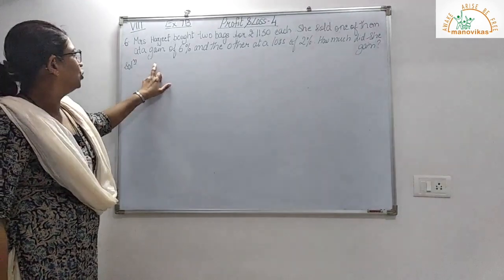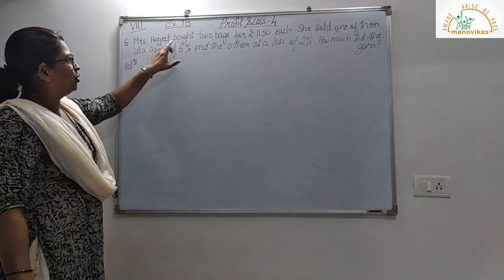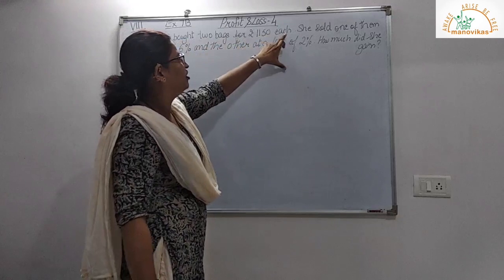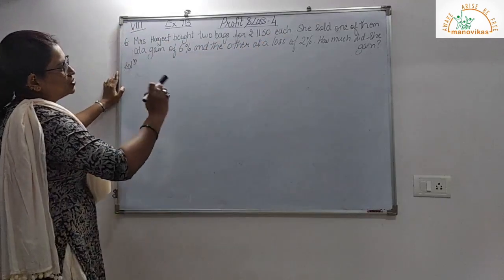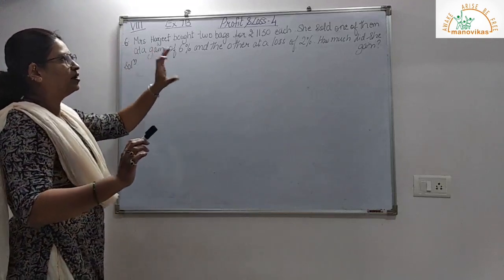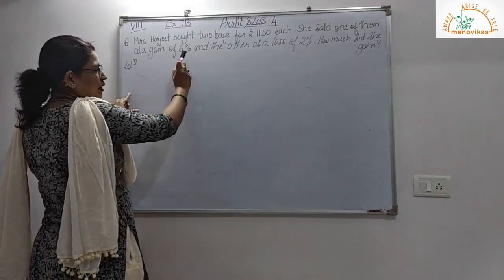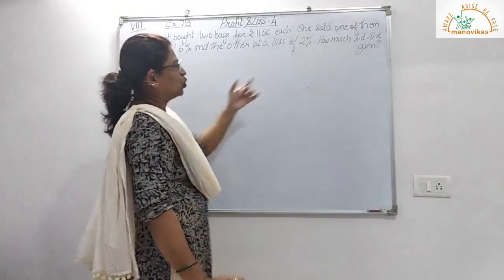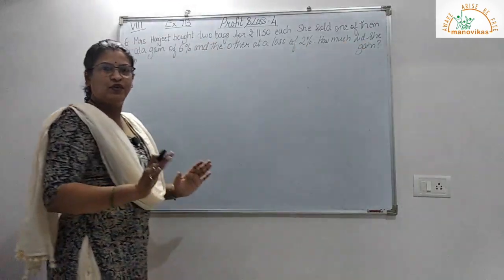Okay, so we move on to the sixth sum over here. Mrs. Harjit bought 2 bags for rupees 1150 each. So she purchased 2 bags, each costing 1150. She sold one of them at a gain of 6% and the other bag she sold at a loss of 2%. So how much did she gain? We have to find out the gain over here.